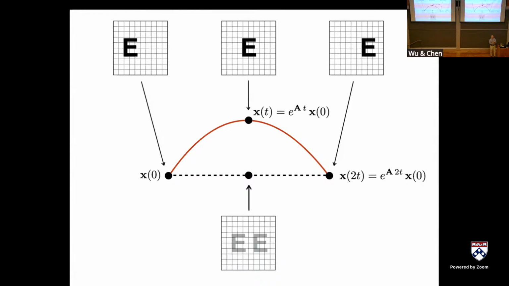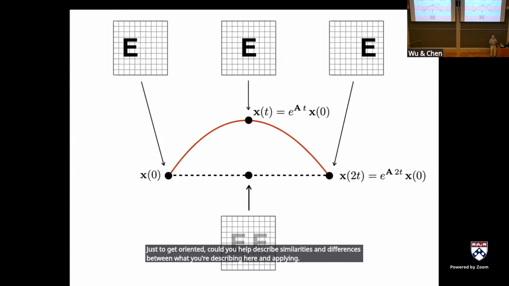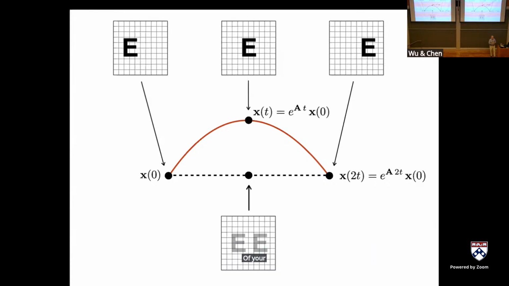Just to get oriented, could you describe similarities and differences between what you're describing here and applying, say, the appropriate phase shift to the Fourier transform of your signal there? For the case of shift, that's exactly what it is. We'll see that in a second. And so you'll see that in a second.